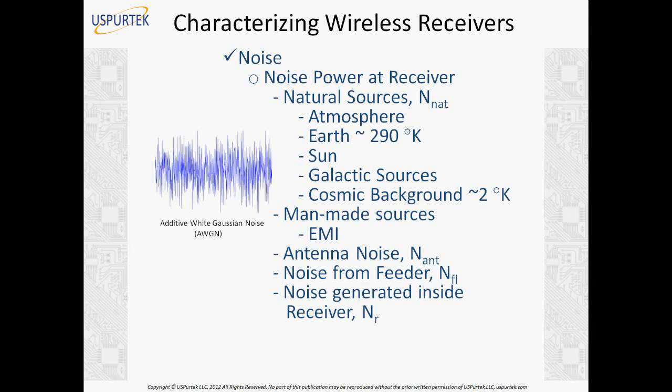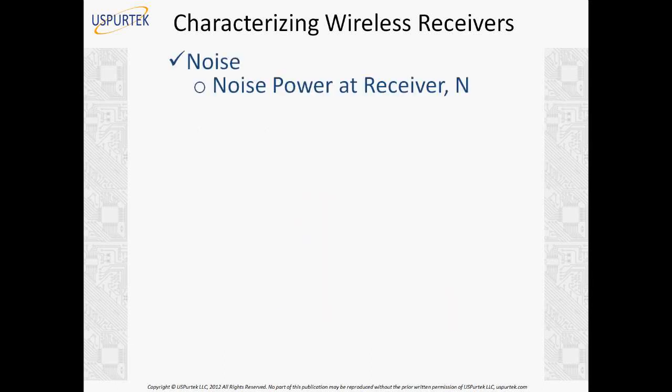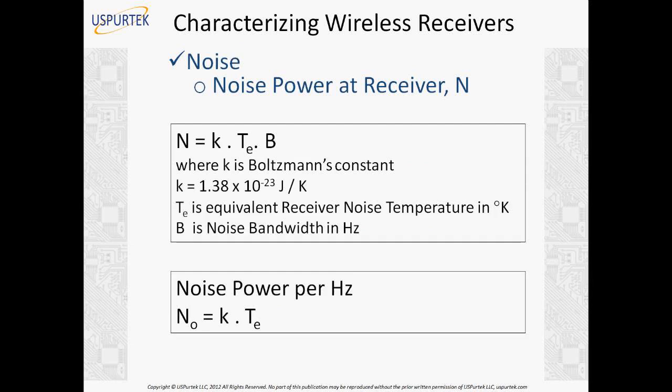So all these sources of noise must be considered, and if we know the noise power at the receiver, we can characterize the receiver: that this receiver generates this much noise, or this receiver is detecting this much noise from the environment. So we'll quickly go through these slides. The noise power is given by this very basic formula. The Boltzmann's constant comes into play here. We have the equivalent receiver noise temperature and the noise bandwidth.